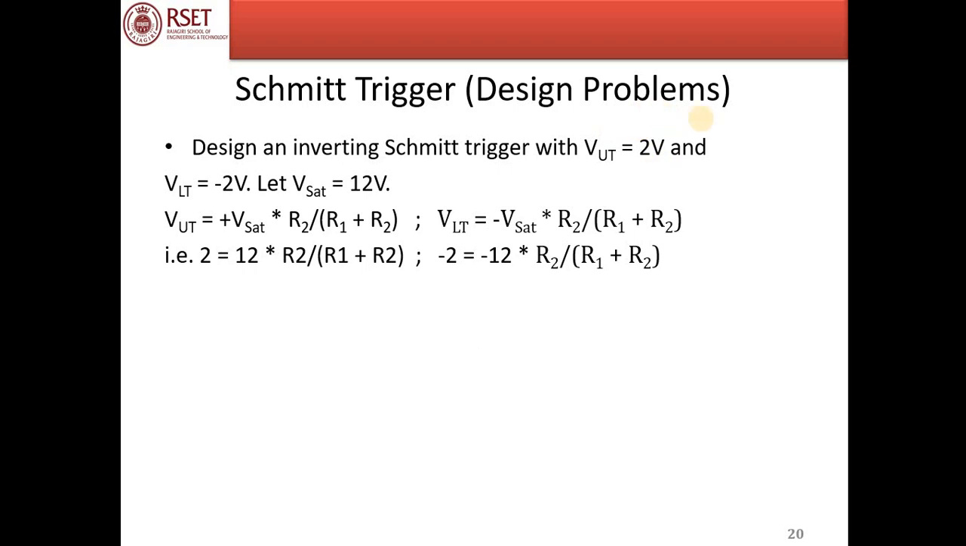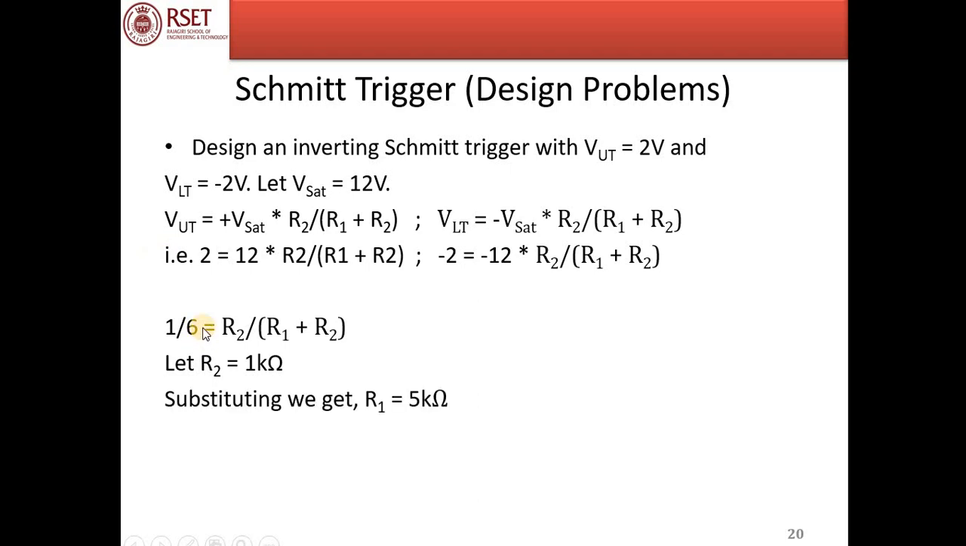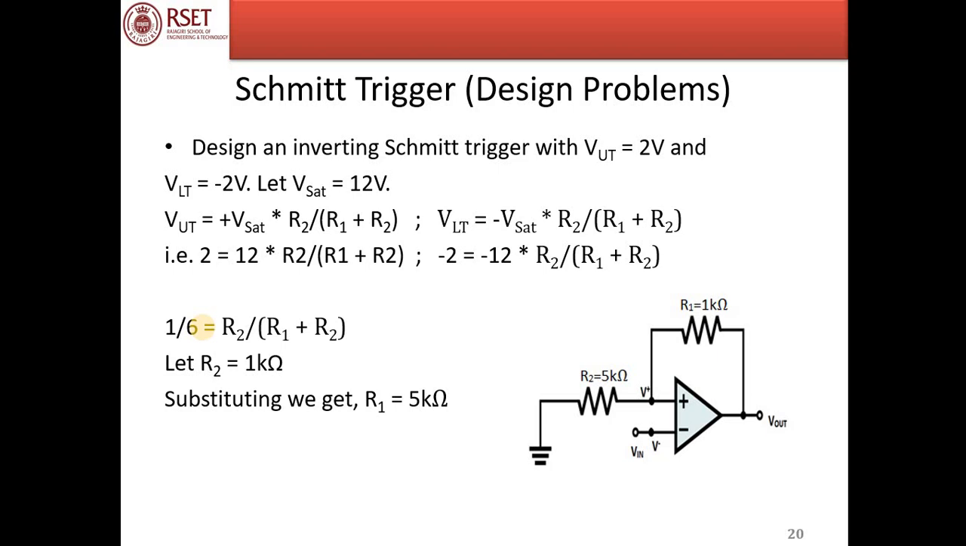Upper threshold voltage 2 is equal to plus Vsat into R2 by R1 plus R2. And lower threshold voltage minus 2 is equal to minus Vsat, minus 12, into R2 by R1 plus R2. On simplification, we get 1 by 6 is equal to R2 by R1 plus R2. Let us assume R2 equal to 1 kilo ohm. We will get R1 is equal to 5 kilo ohm. And this is the circuit.